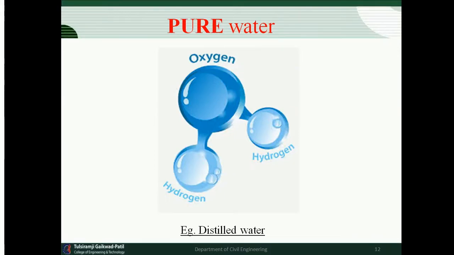So basically this is an example of pure water. Distilled water comes under this category. Rainwater which comes out of the clouds is a form of pure water. After traveling for some time, it gathers impurities from the atmosphere around it and it becomes impure.